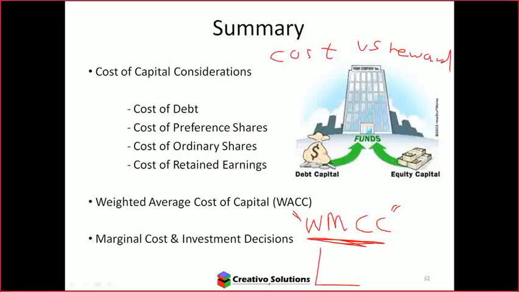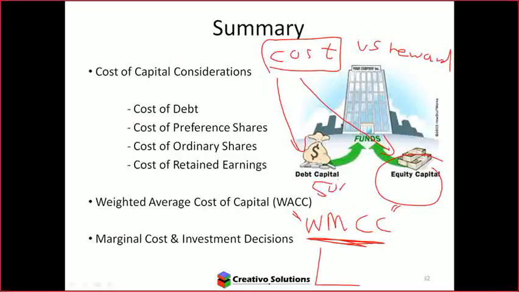Okay, and the cost comes from what? The debt and the equity. Depending on what percentage you've used of each will determine what the cost is going to be for your company. Make sense?